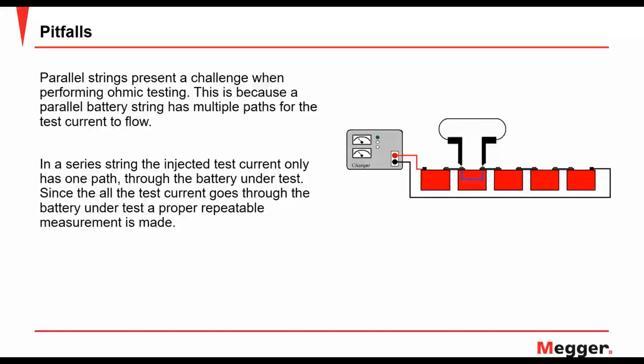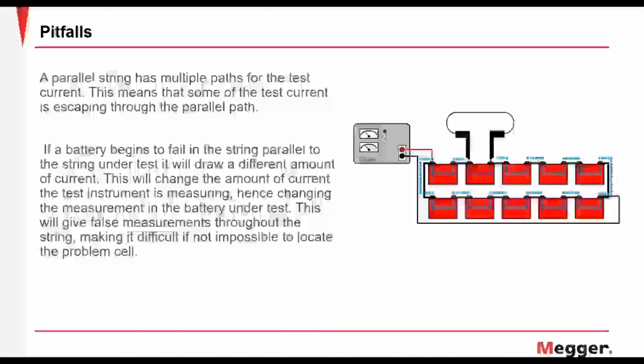Another pitfall some people might fall into: once I have, for example, a series string, there will be no issue in doing this measurement, because the current will go only through the one cell that I am measuring. But what happens when I have a parallel string I'm doing the measurement on? The current will escape through the parallel path, and the tester will not be able to see only the current going through my cell. It will see the total current, the escaping one and the one going through my cell. So the problem is that I'm not going to get any good reading of the batteries.